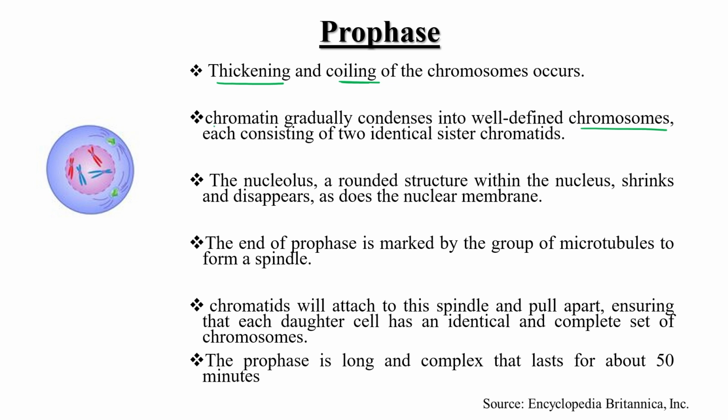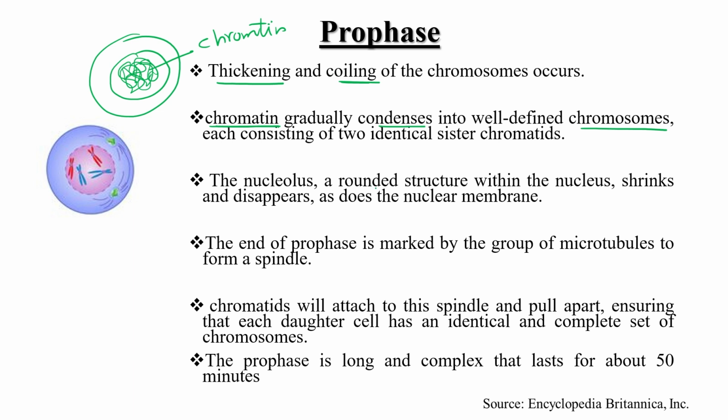Initially these are present in chromatin form. Like if this is a cell and this is a nucleus, it looks like this. This is chromatin form. But as the cell enters the M phase, in prophase of the M phase, chromatin gradually condenses into well-defined chromosomes, as you can see over here, each consisting of two identical sister chromatids. Each chromosome has two identical sister chromatids.